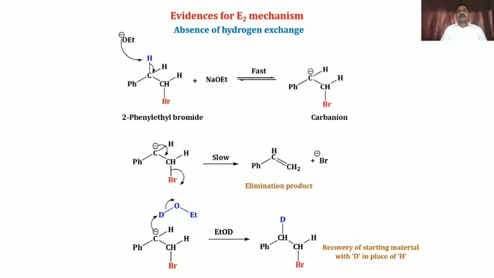But unfortunately this product is not formed when we arrest the reaction at 50%. The deuterated starting material is not observed. We get only the elimination product. So this clearly indicates that the reaction is a single step process. It does not involve any kind of intermediate, and all steps, that is breaking of the C alpha X bond, the C beta H bond, and formation of the carbon-carbon double bond, take place in a single step. So these are the evidences for the E2 mechanism.